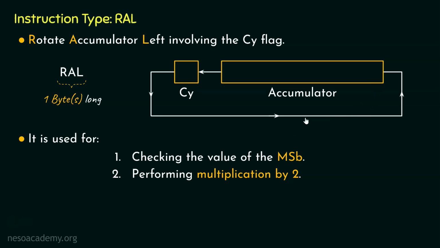And another thing to notice in here, the most significant bit of the accumulator shouldn't be 1. If these two things have been taken care of, thereafter we can perform the multiplication by 2 using this instruction type RAL as well. But the question is, these two functionalities were also provided by the previous instruction RLC. Then why should we use the instruction RAL?